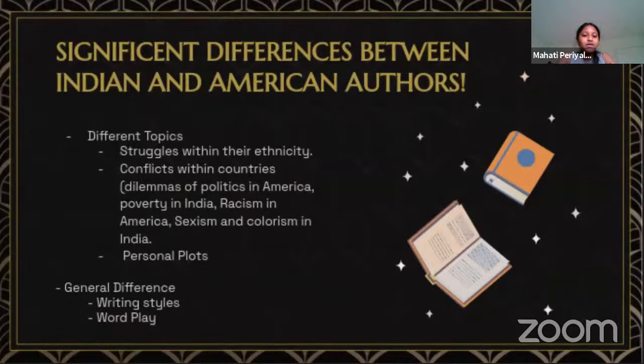First, we have to think about different topics. In different countries and ethnicities, everyone will have a different experience. We can talk about the struggles within that nationality and conflicts within countries. In the context of Indian and American, we can give examples about poverty and sexism in India, as well as racism and a lot of political problems in America.